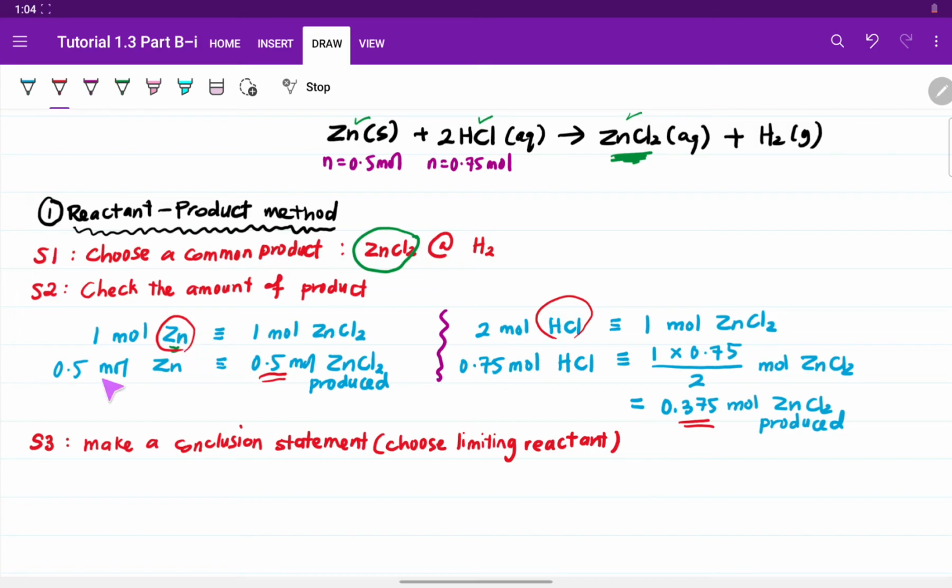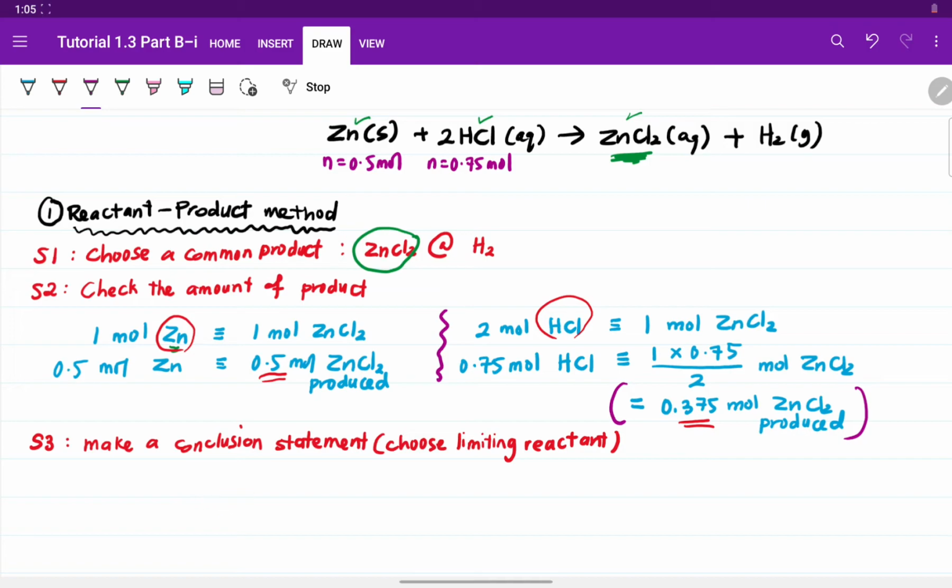So, kalau gunakan 0.5 mol of zinc, dapat 0.5 mol zinc chloride. Kalau guna 0.75 mol of HCl yang diberi, akan hasilkan 0.375. So, antara 0.5 dengan 0.375, mana yang lagi sikit? This one. This one is smaller. Yang ini yang akan hasilkan produk yang lagi sikit. Okay, maksudnya apa? Reaction ni telah dihadkan oleh number of mole of HCl.